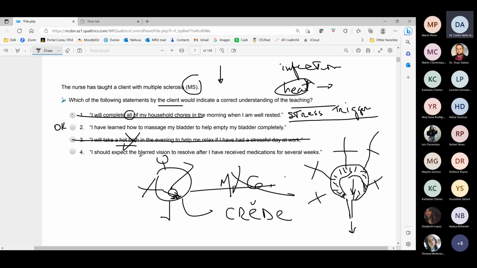I should expect the blurred vision to resolve. Okay, this disease frequently produces optic neuritis. The optic nerve is the second cranial nerve, and basically it is for seeing, because these nerves have a lot of myelin. Sometimes in the bouts and the exacerbations, in the crisis, they can have, generally in one eye, not both eyes, an optic neuritis.